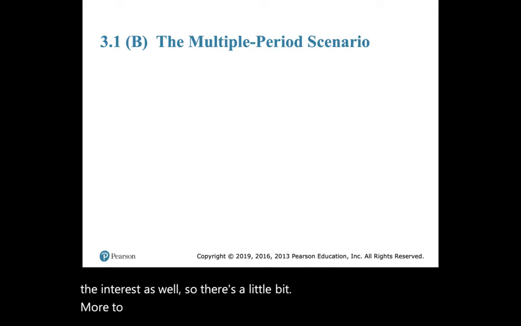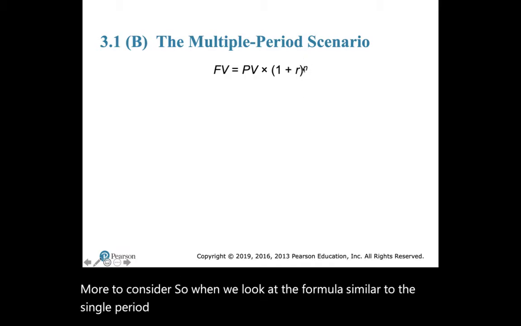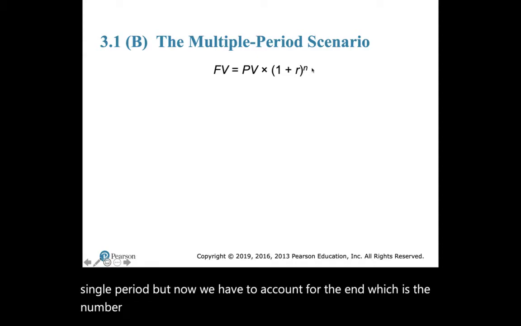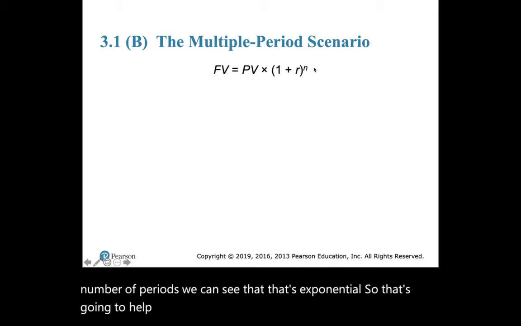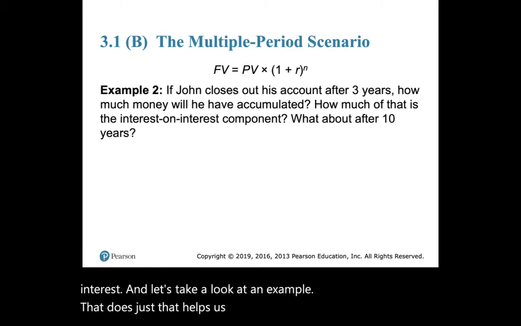When we look at the formula, it's similar to the single period, but now we have to account for the n, which is the number of periods. We can see that it's exponential. That's going to help us foreshadow the effect of compounding interest. Let's take a look at an example that does just that. It helps us recognize the value of compound interest.